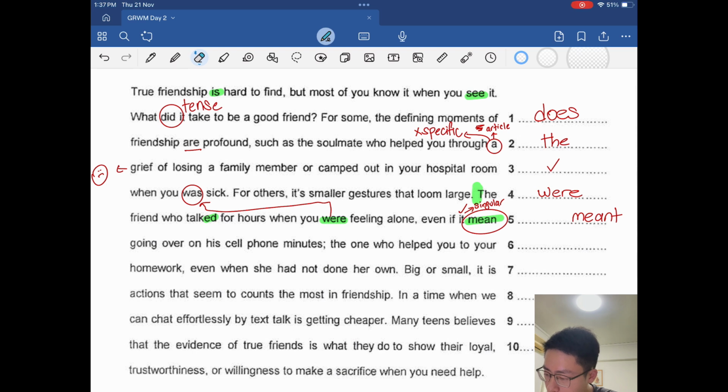Going over on his cell phone minutes, the one, I've already explained that earlier, the one who helped you to your homework. I don't like this at all. The mistake here is TO.